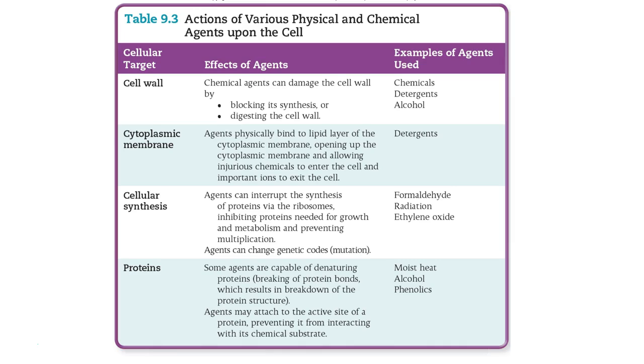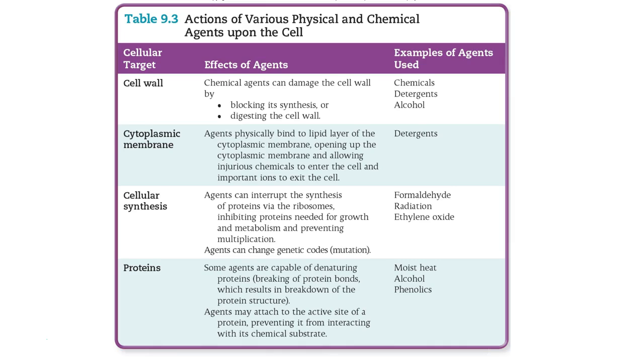So cell walls, they use chemicals to damage the cell wall. Basically, you're blocking what can go in and out. You're disrupting synthesis. You're disrupting digestion. Detergents and alcohol will do that. The cell wall is made up of lipids, and they're very susceptible to different detergents. Cytoplasmic membrane also has a lot of lipids in it. Detergents will break it up. This is disrupting things that can enter and exit the cell.